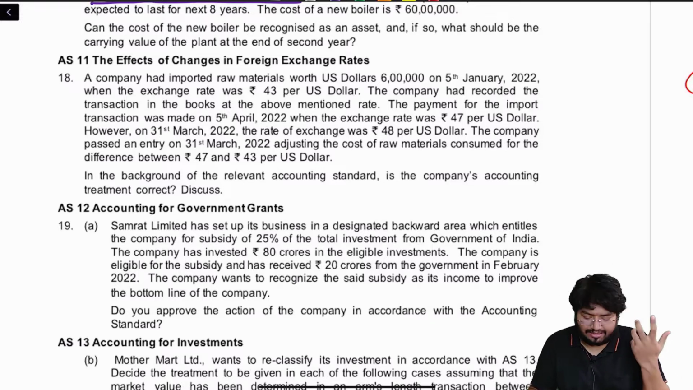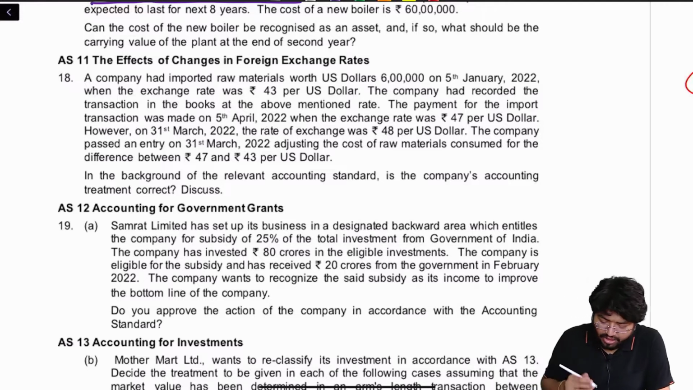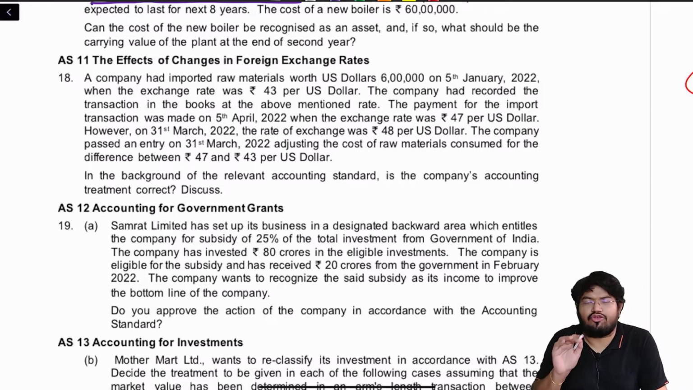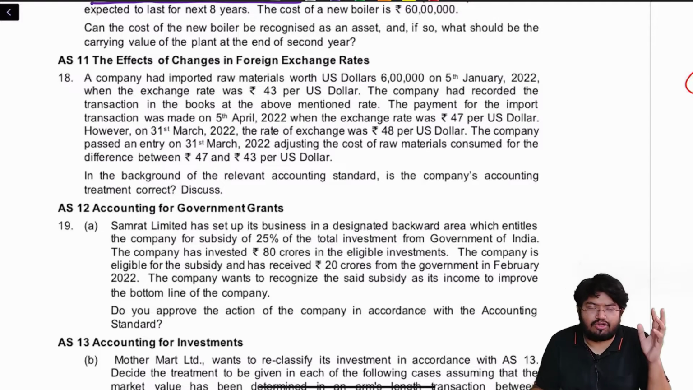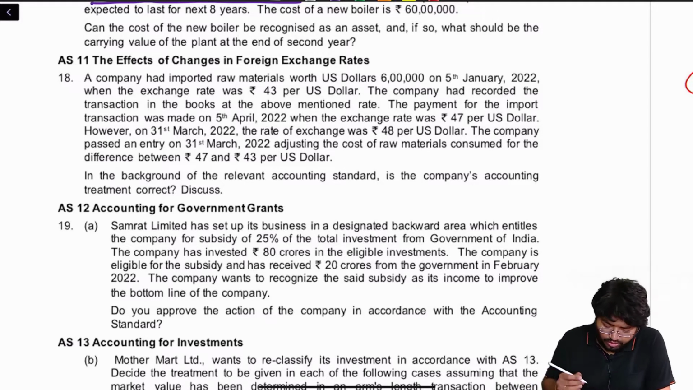You know directly that it is not correct. Why? Because once you pass the purchase entry, you cannot make corrections to it. All you can do is recognize profit or loss on your foreign exchange losses, increase and decrease in values. That's all. You cannot readjust a transaction which has already been passed. Okay. Now, what are you supposed to do?